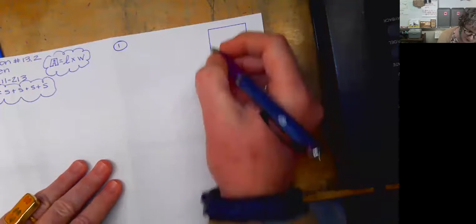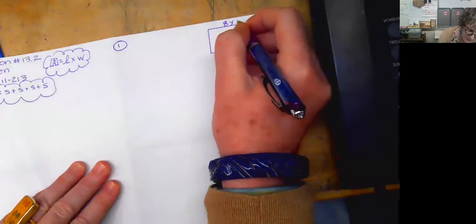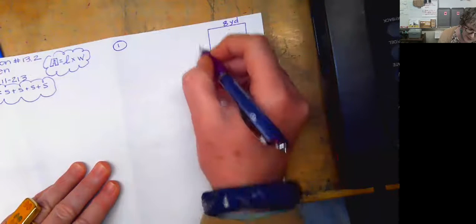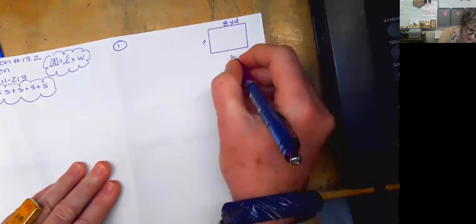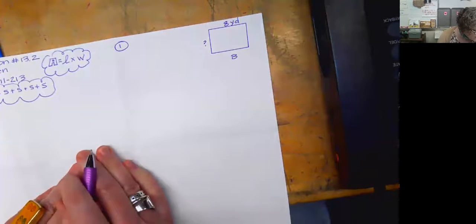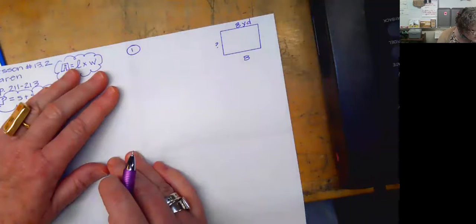So I know that this is called rectangle B. This is 8 yards long. This is question mark yards long. And this is called rectangle B. So the perimeter of rectangle B is 28 yards.